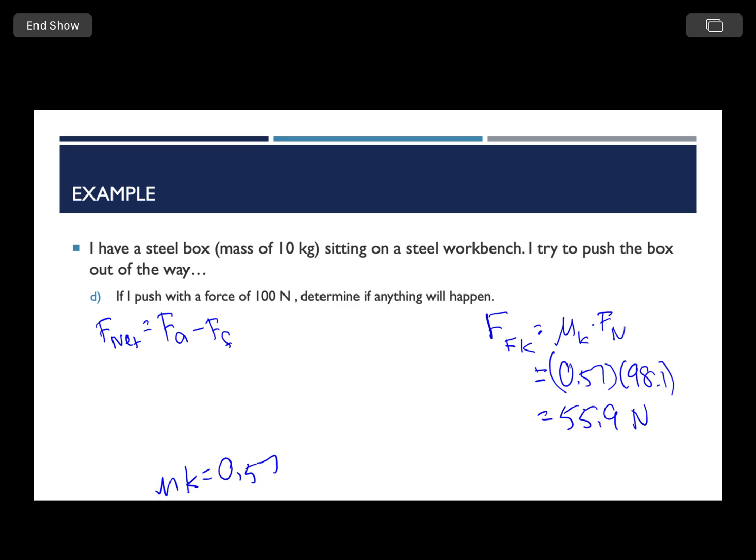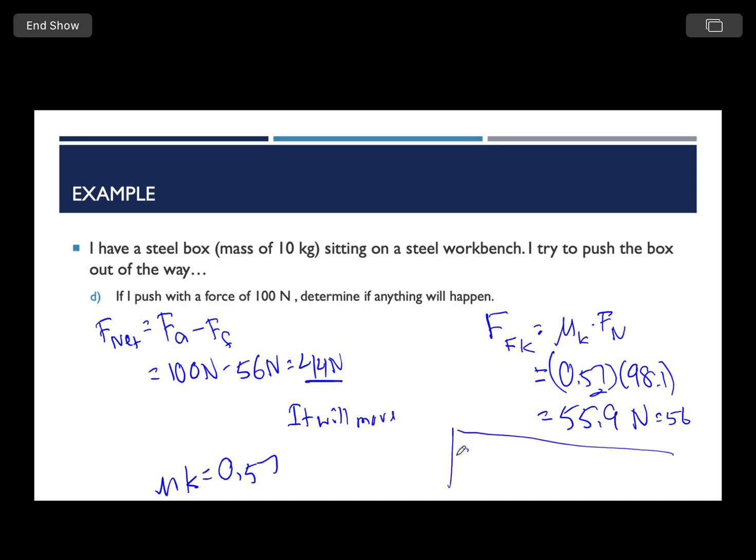55.9 newtons. So if I take my 100 newtons minus my 55.9, you know what, it should be probably rounded to 56 newtons because this has 2 digits. So we'll say 56 newtons, and that should get me 44 newtons. Yes, something will happen. It will move. If I want to, I could even take it a step further and say, you know what, the acceleration is equal to the force divided by the mass. So my 44 newtons divided by 10, 4.4 meters per second squared. And I can use that and I can actually calculate different things with it.